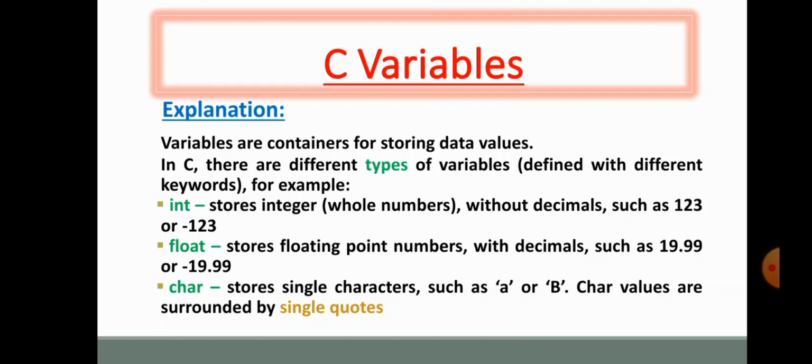There are basic variable types, such as I have explained before. Number 1, int, the most natural size of integer for the machine. Number 2, float, a single precision floating point value. Number 3, char, typically a single octet, 1 byte. Number 4, double, a double precision floating point value. Number 5, void, represents the absence of type.